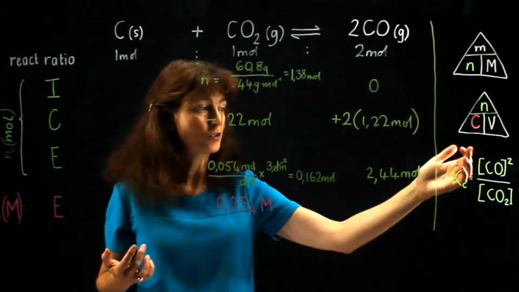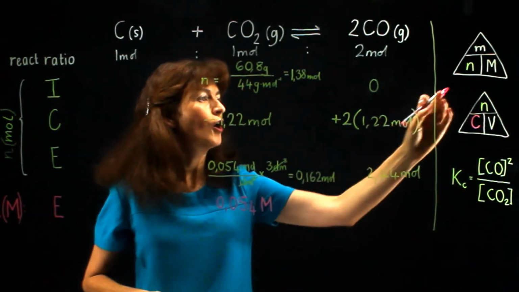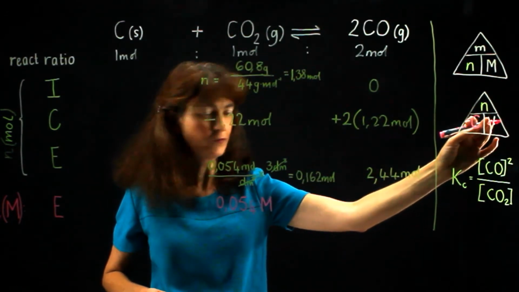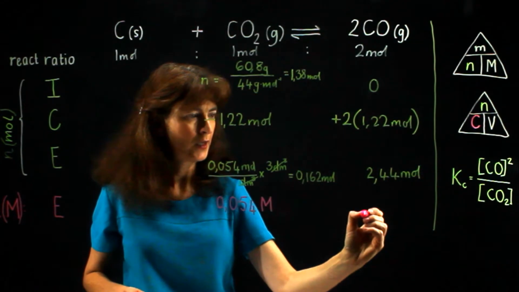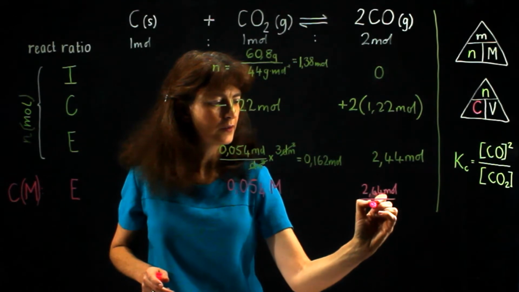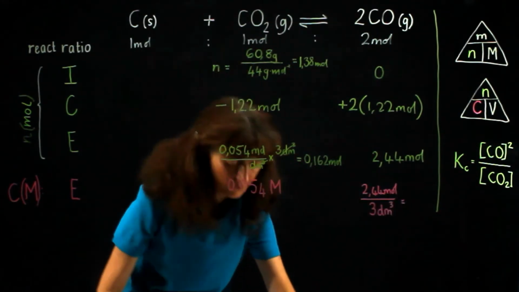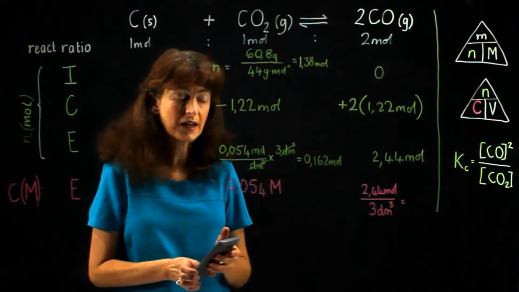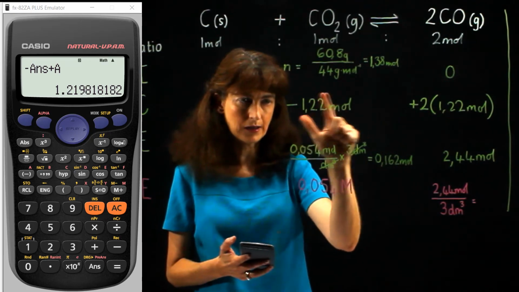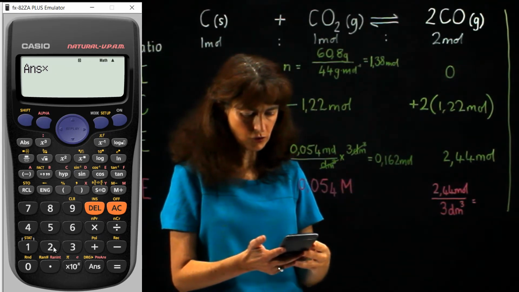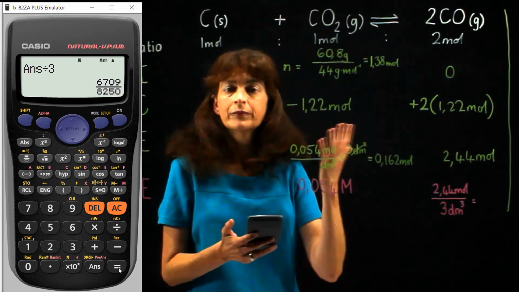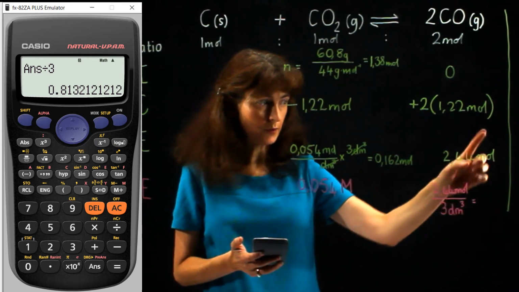But remember, we need the concentration, so we must convert the number of moles to the concentration by dividing the number of moles by the volume, 3 decimeter cubed. 2,44 moles divided by 3 decimeter cubed. Now, in fact, it isn't 2,44. Let's rather use the value that we have on our calculator. Let's multiply that by 2, and then divide that by 3. And we get 0,8132. Let's keep this particular value because we're going on further.